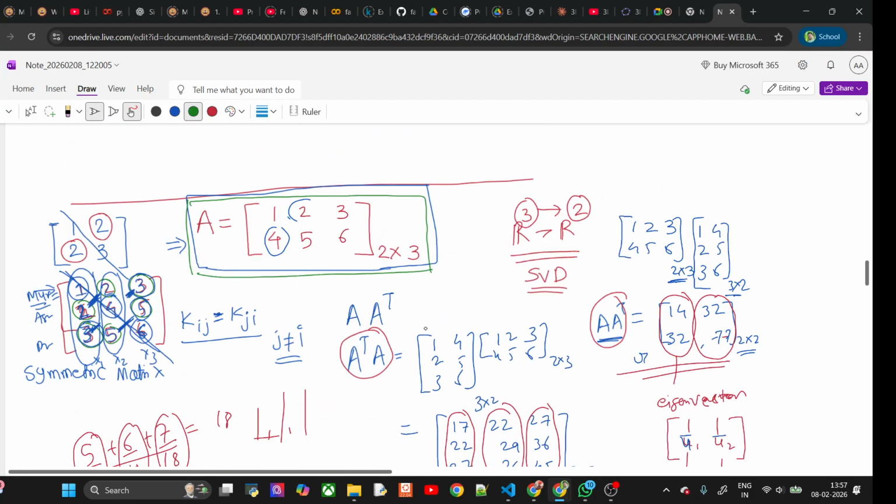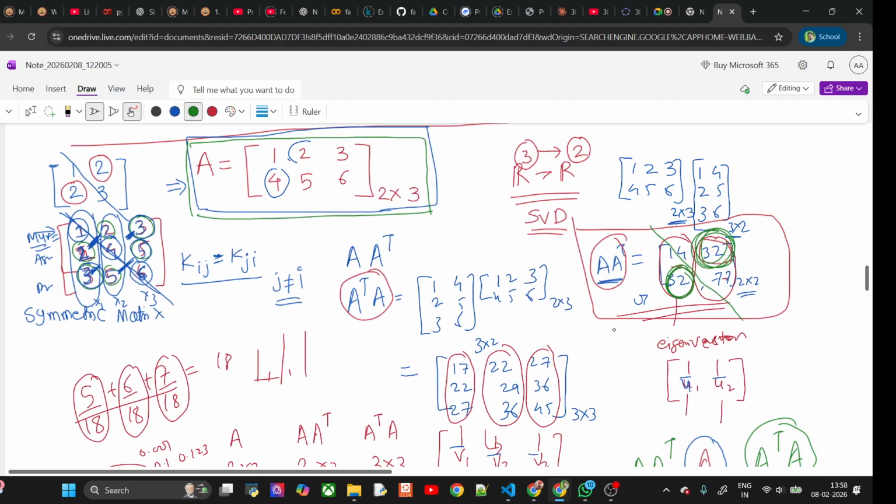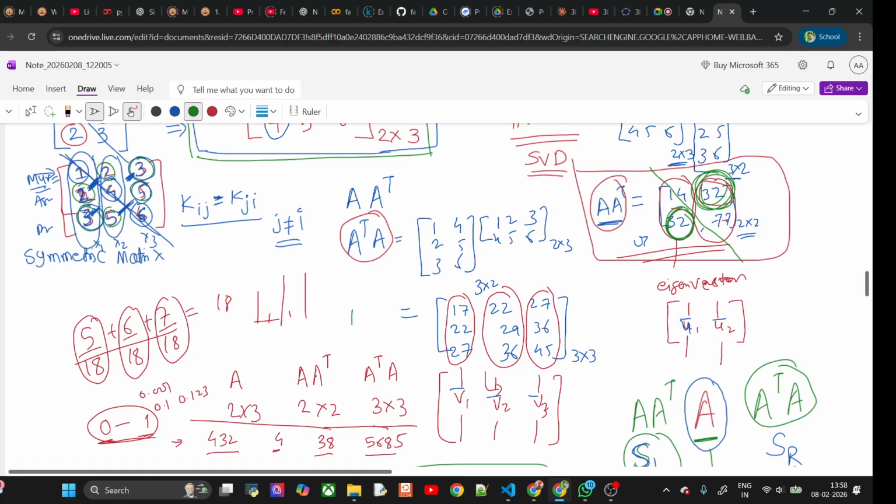But how do you represent it? Instead of directly jumping to SVD, we created A into A transpose here. We found that these two are the same, and these are the diagonal values, which means A into A transpose is a symmetric matrix. Later on, we also calculated A transpose into A, and we found that these are similar, which means this is symmetric.